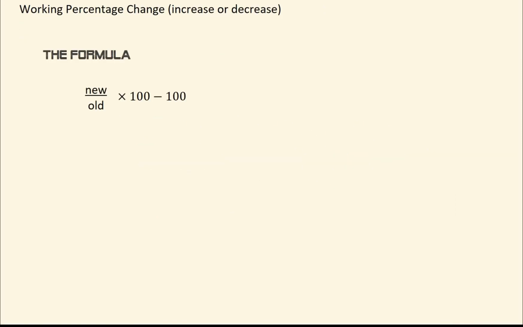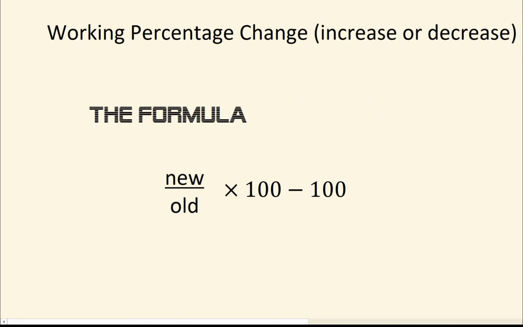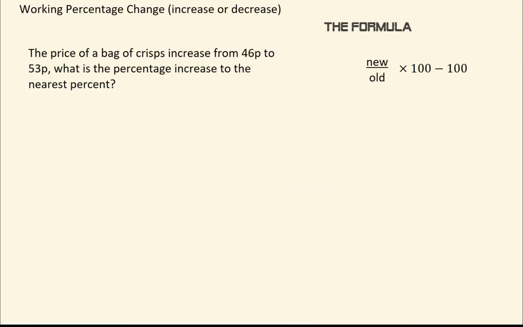Okay, next we have working out percentage change. This works for increase or decrease, and the best way to do it that I've seen is just to use this formula. So we want new over old times 100 minus 100. Showing that in action, we have this question. The price of a bag of crisps increases from 46p to 53p. We then have to work out the percentage change, or increase in this case. So the new price is 53 pence. The old price is 46 pence. Times by 100 minus 100.